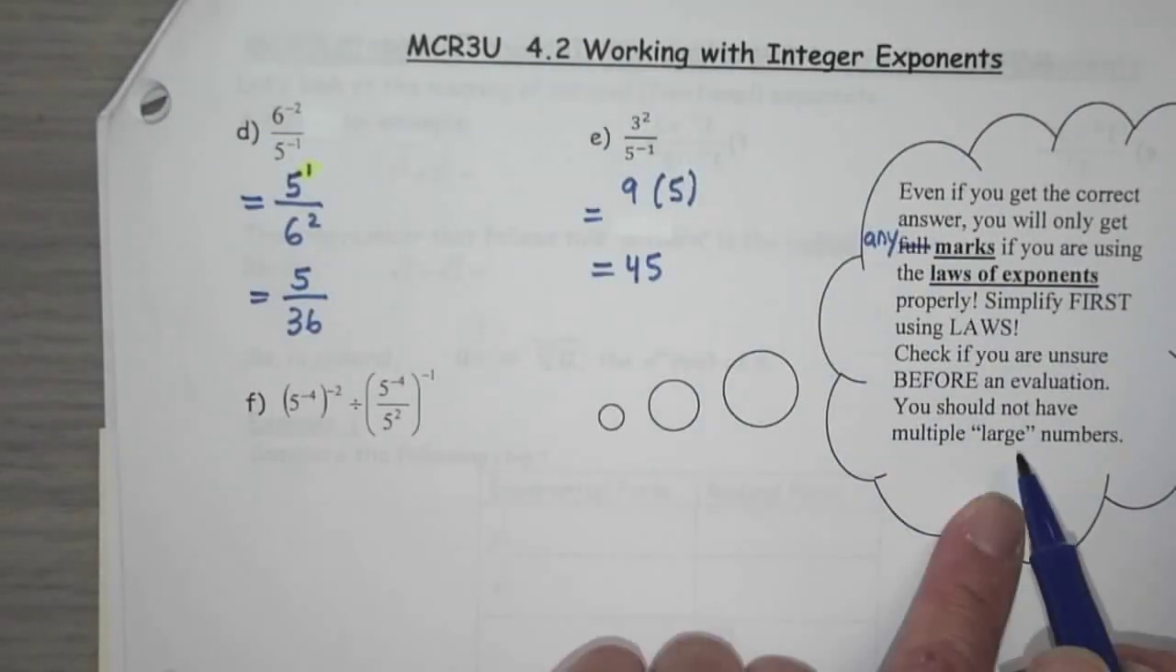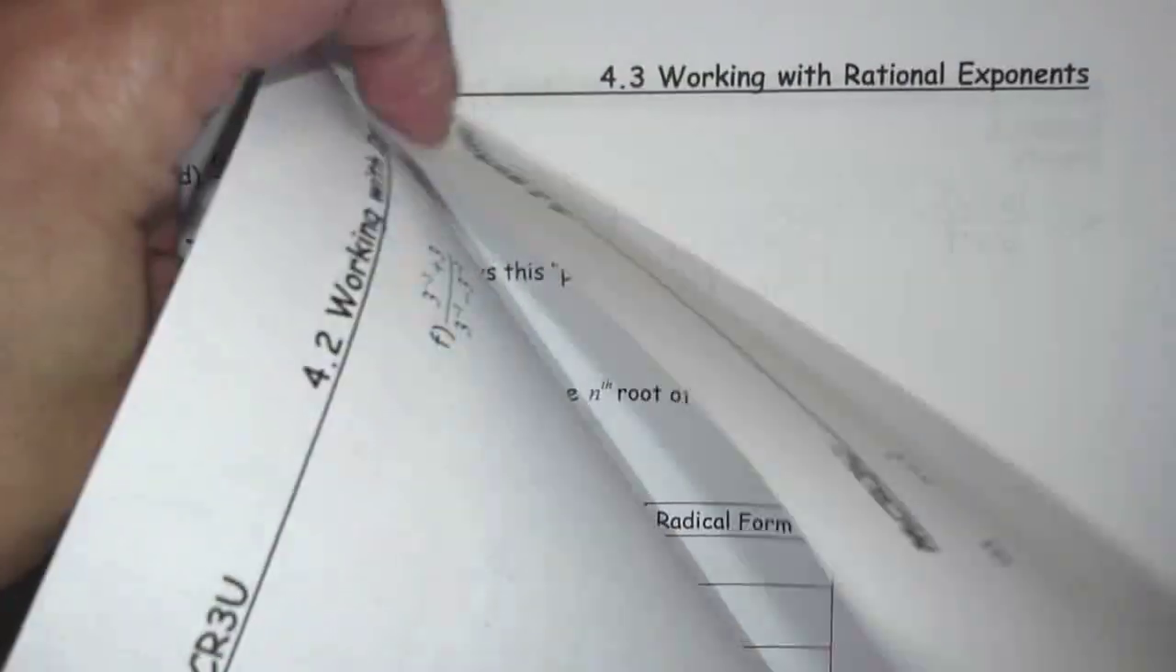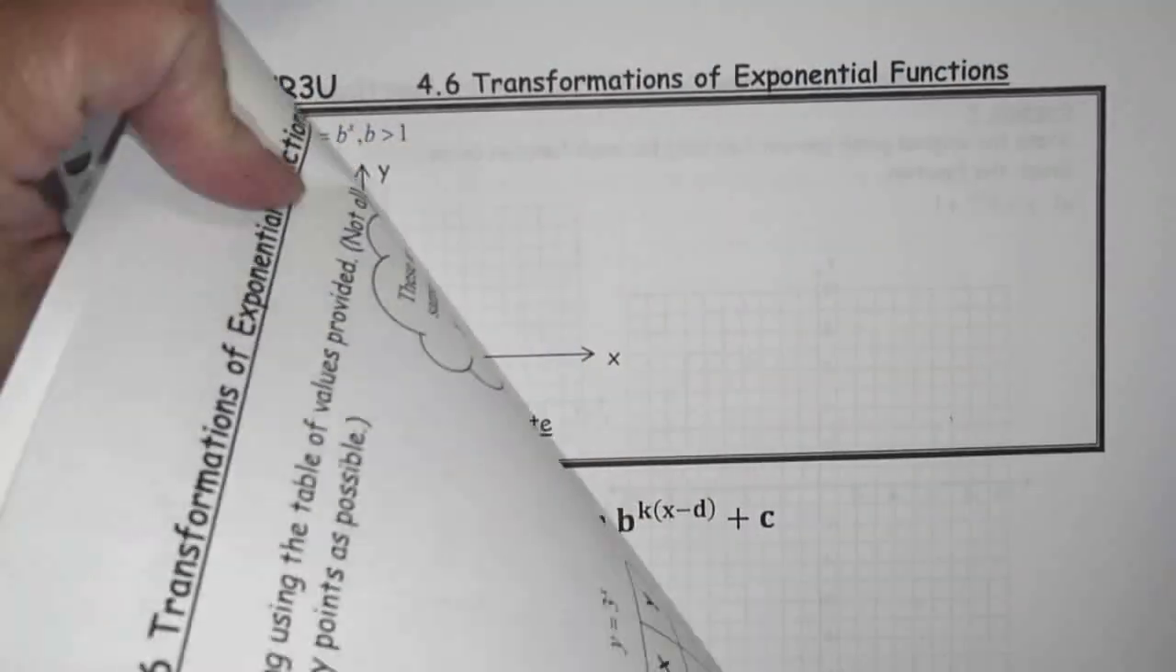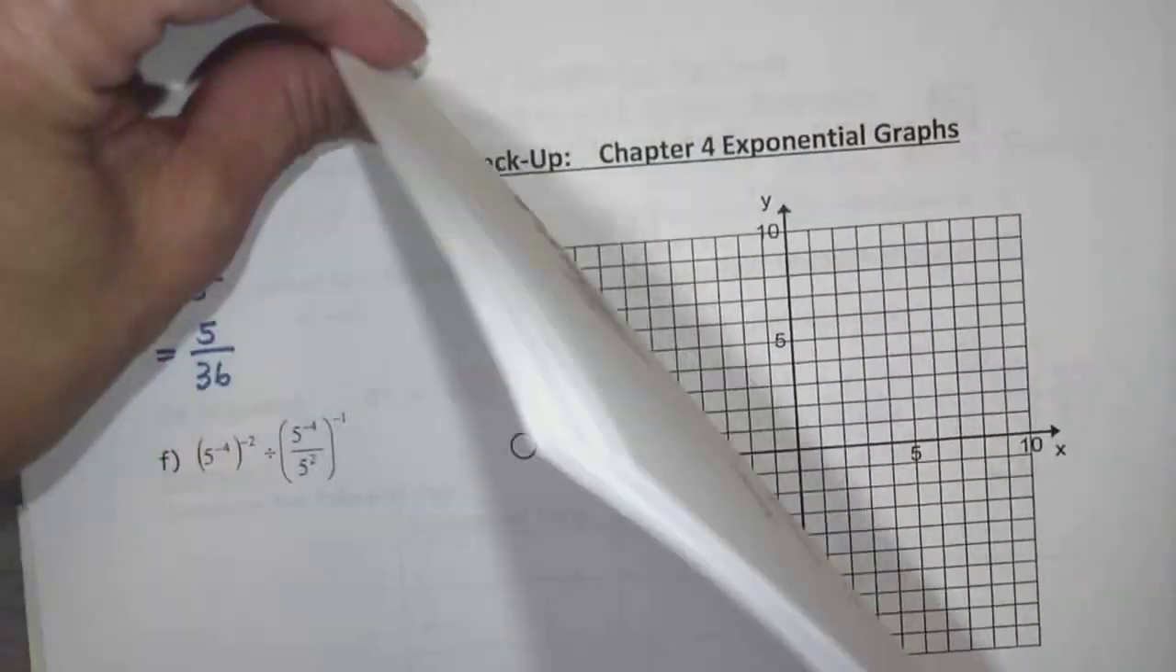You should not have a bunch of large numbers. I'm going to show you in a couple pages, later on, here somewhere, I said I think it's a checkup. Oops, I'll find it. I think it's at the back. Yes, and I'll show you some common mistakes that people did.